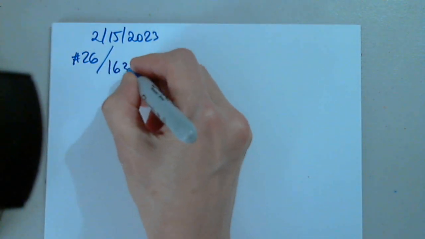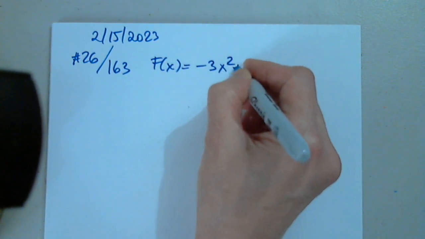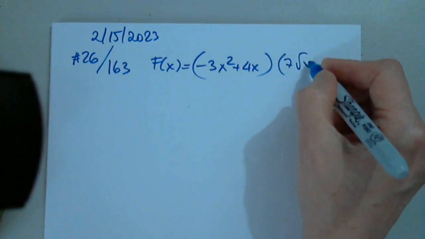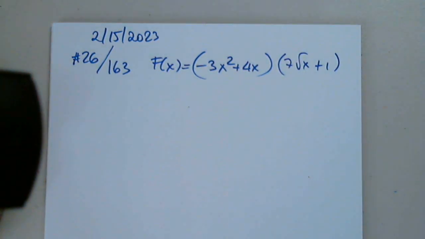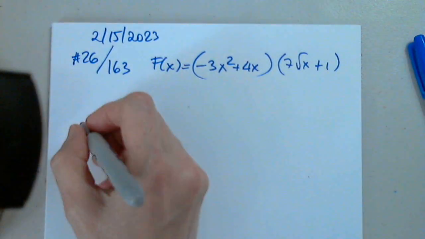So 163, so we have f of x equals negative 3x squared plus 4x, in parentheses, 7 the square root of x plus 1. Okay, so let's work on something. I worked with one of your colleagues today, so let's do that first.